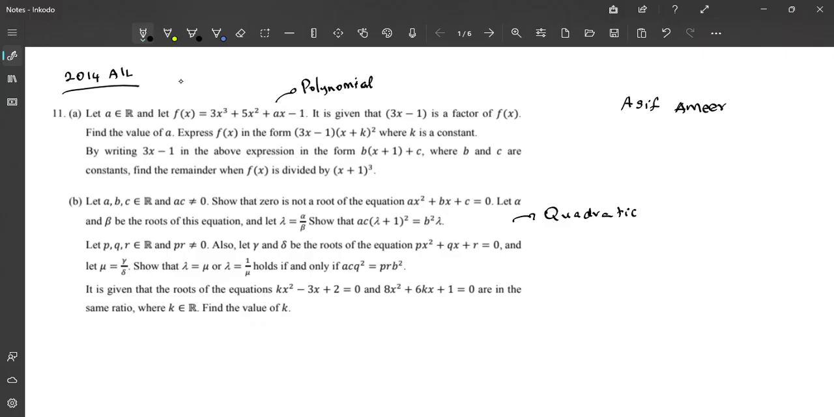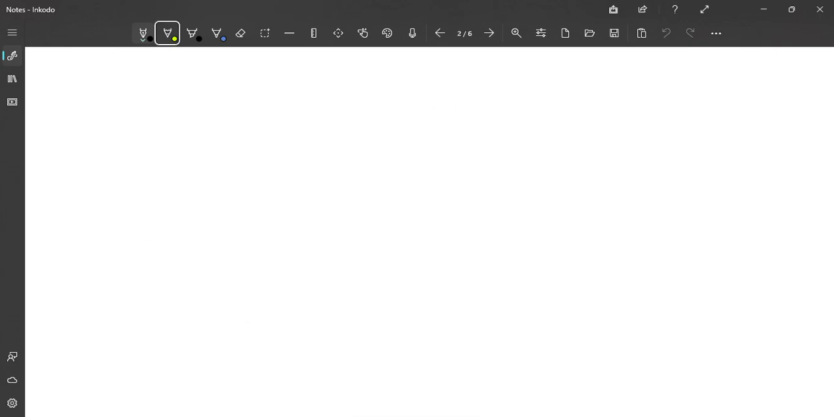So read the question. 11th one, A part, they are telling you, let a be a real number and let f(x) equals 3x to the power 3 plus 5x squared plus ax minus 1. It is given that 3x minus 1 is a factor of f(x). So let's write down the question. So it's 2014 A levels, Pure Maths part B, question number 11, A part.